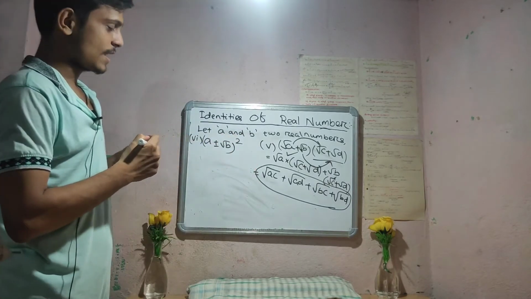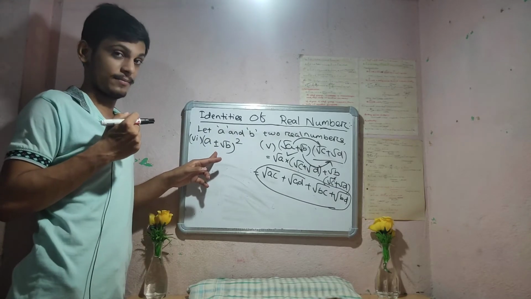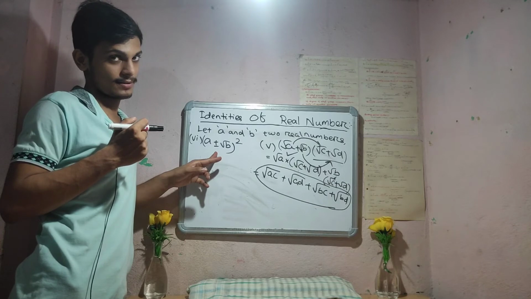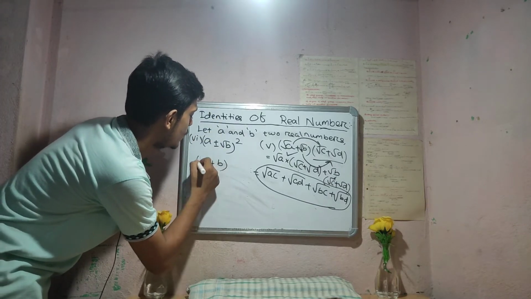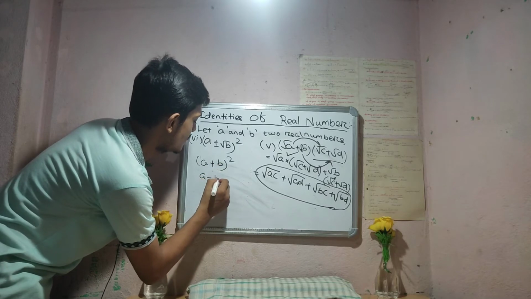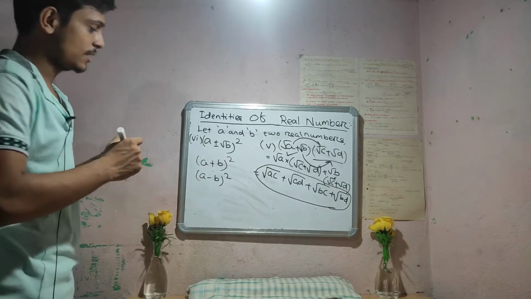Whole square. How can you find this? This is the last identity, and this is a very important identity. How can you find this? You have already known (a plus b) whole square and (a minus b) whole square. You have already known the formula. Yes or no? What is the formula?